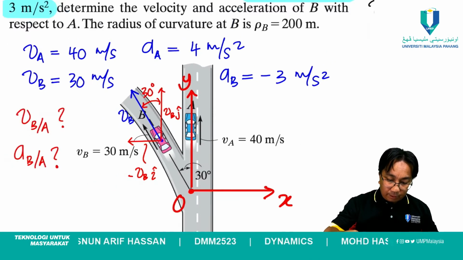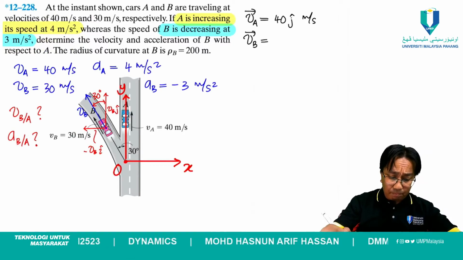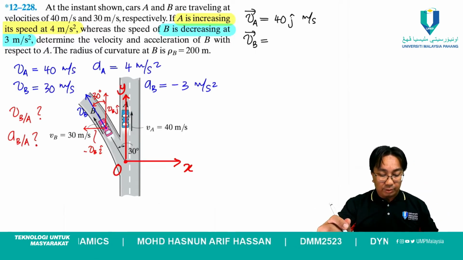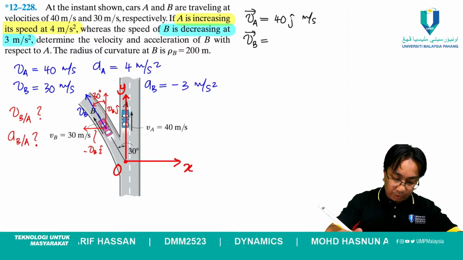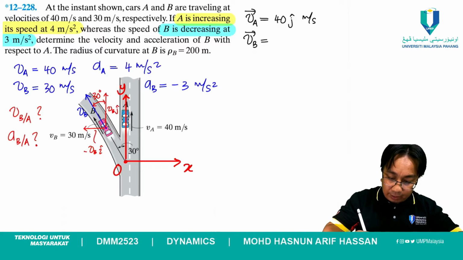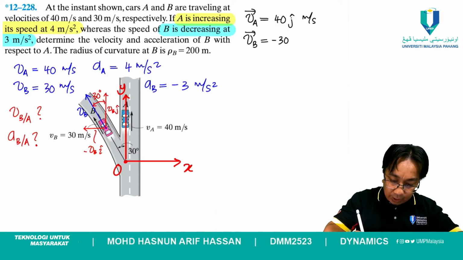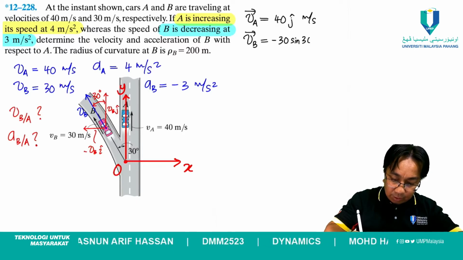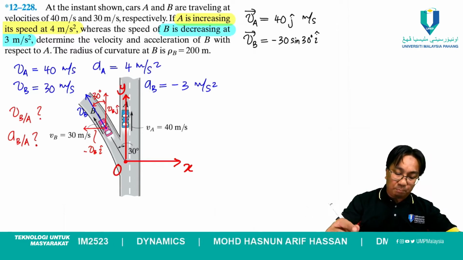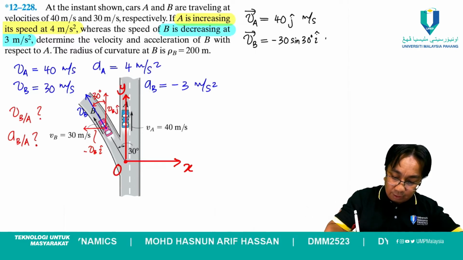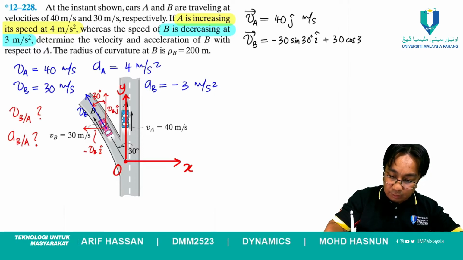So VB, the I component, will be multiplied with sine of 30 degrees. Okay, so VB, what have we been given? 30. Okay, so VBI is negative, so you write minus 30 times sine of 30 degrees I. Okay, and then the J component is positive, so plus 30 cos of 30 degrees J.